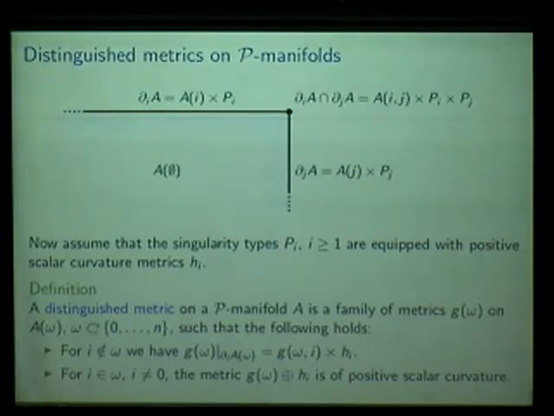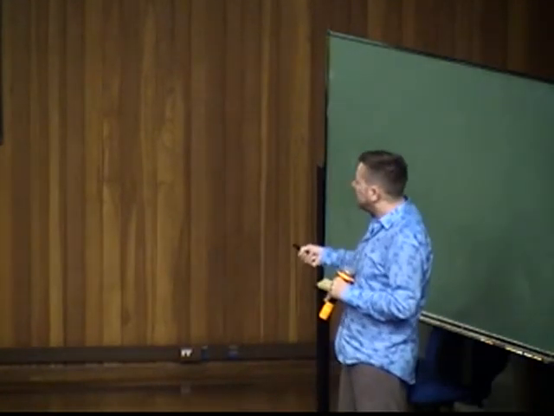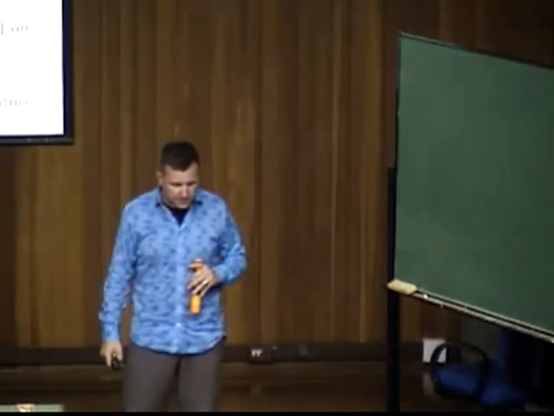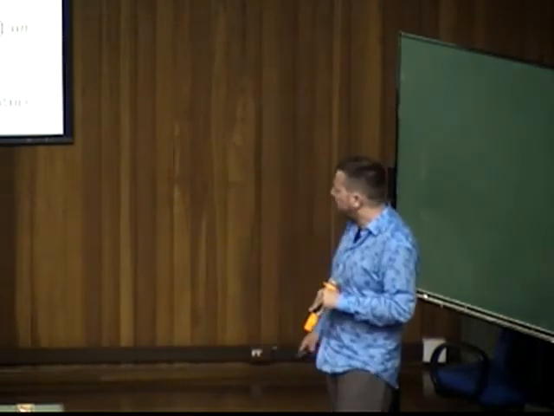And the second condition is that these products that appear here for i bigger than 1 always have positive scalar curvature. So this is the dominating part of the metric on these h_i's. So this is what I call distinguished metrics. And by this I mean that at the singularity part, I have a very well-controlled positive scalar curvature property. In the interior, I do not claim anything. And so with this definition, which took me some time to write down, it was not so easy to find that.